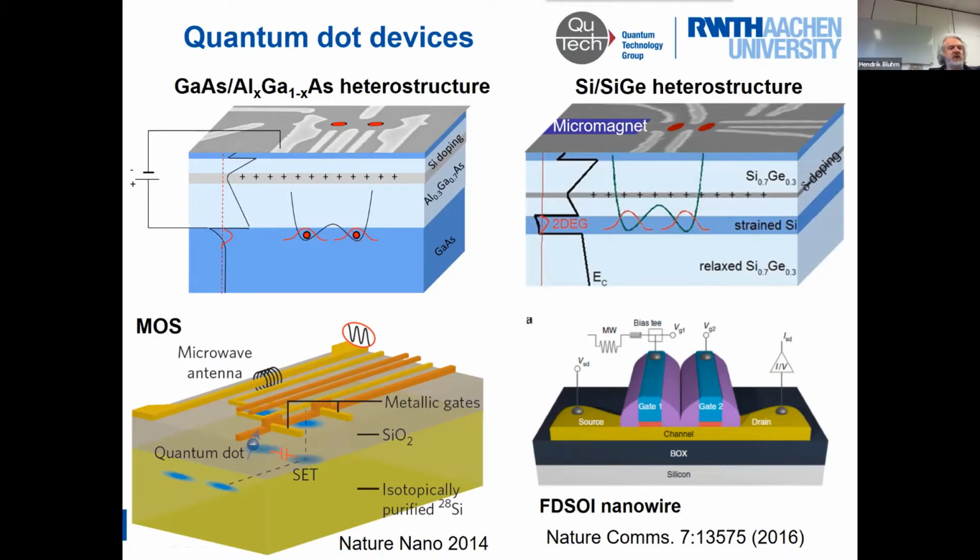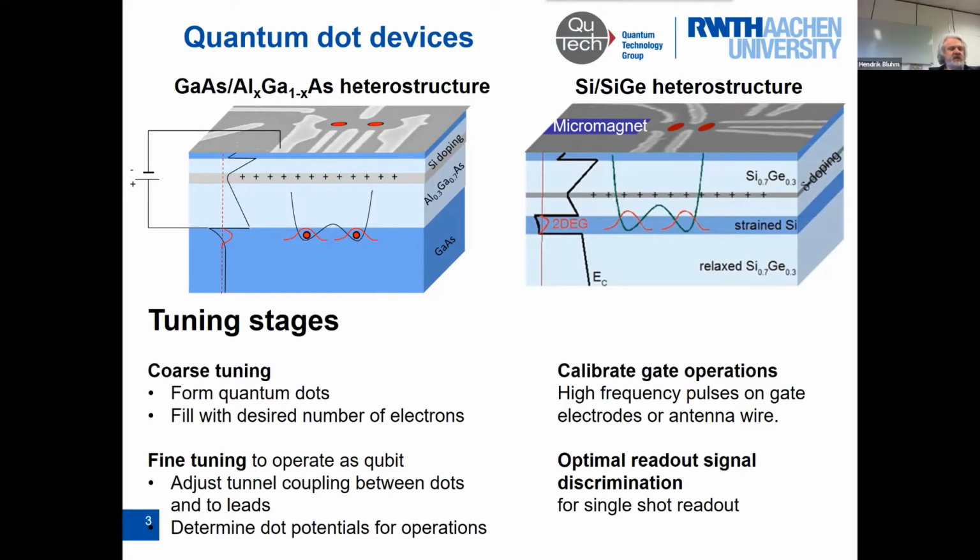And that is one of the aspects that needs to be tuned carefully. And one might even say that compared to most other qubits, this aspect is more demanding because there are more parameters that need to be adjusted than, for example, for superconducting qubits. And if you then look at what it takes to tune these, the first aspect is what we like to call coarse tuning, which is to even form a quantum dot.